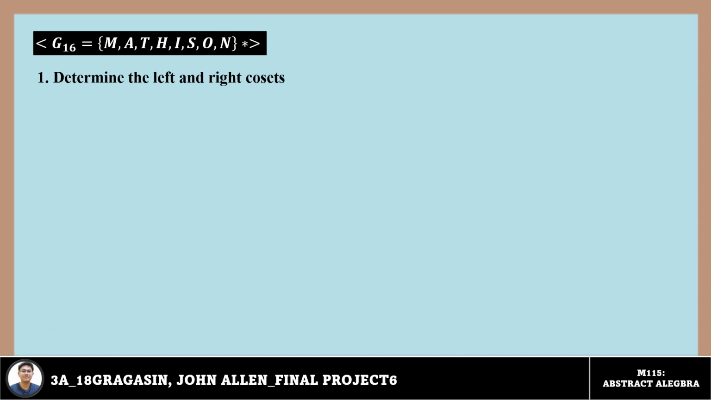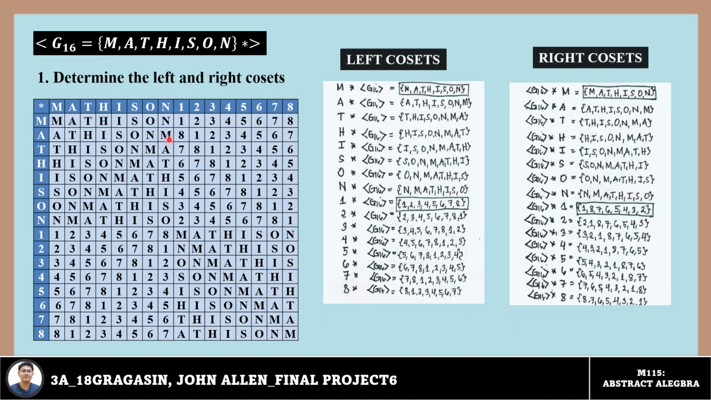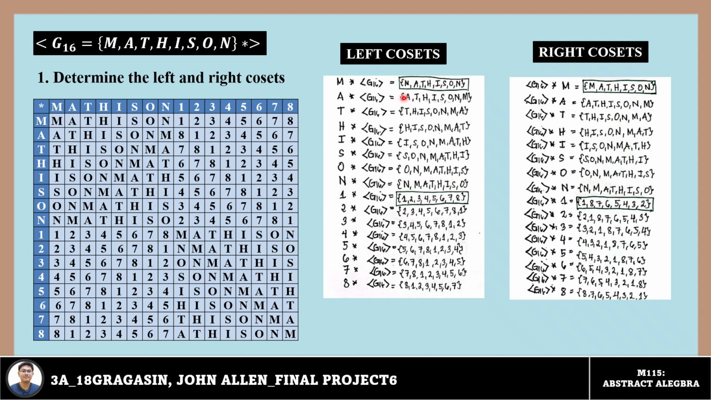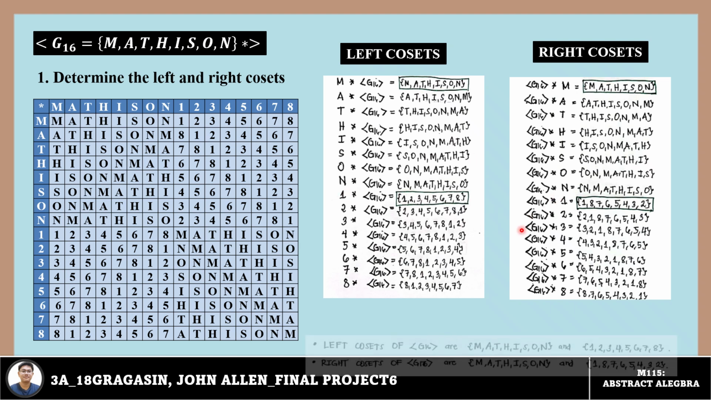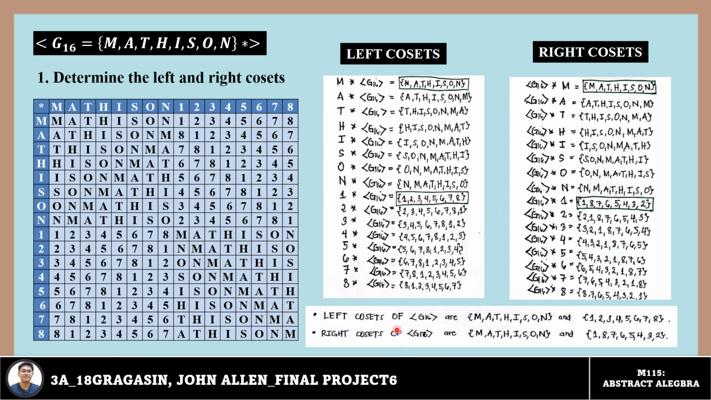And then for our G sub 16 with elements M, A, T, H, I, S, O, N under the binary operation, we have this one. So as you can see here, these are the sets that only coincide with each other. And then we conclude that the left cosets of G sub 16 are MATHISON and 1, 2, 3, 4, 5, 6, 7, and 8.